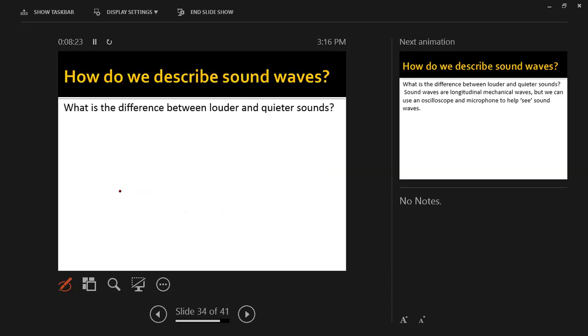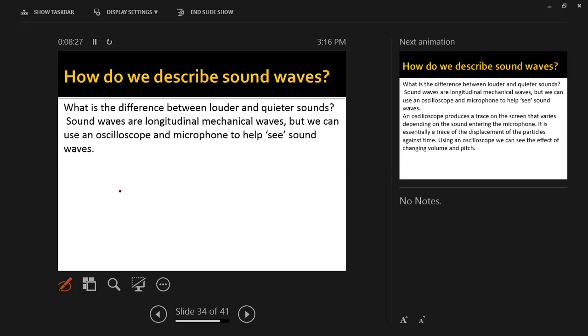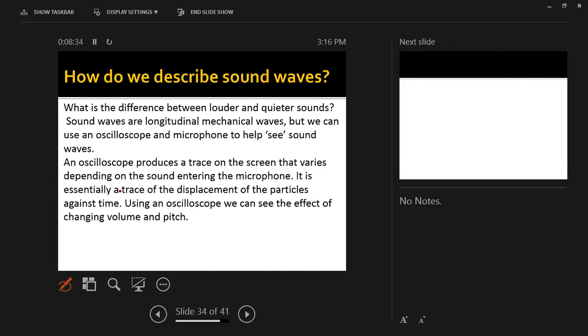What is the difference between louder and quieter sound? Sound waves are longitudinal mechanical waves. We can use an oscilloscope and microphone to help see sound waves. What is the purpose of an oscilloscope? An oscilloscope produces a trace on the screen that varies depending on the sound entering the microphone. It is essentially a trace of displacement of the particles against time. Using an oscilloscope, we can see the effect of the change in volume and pitch.